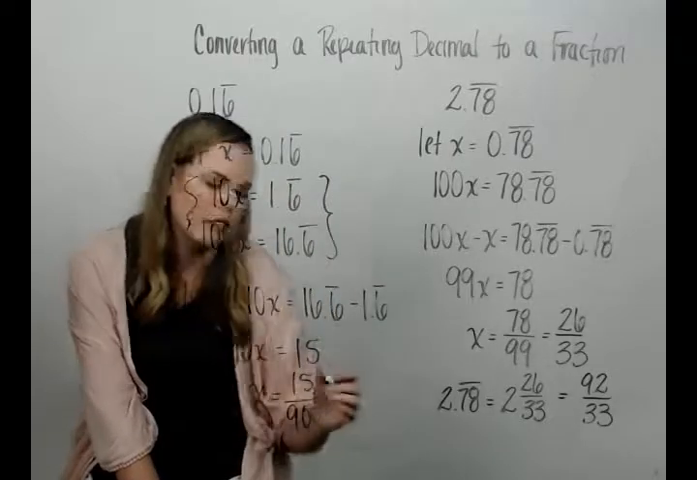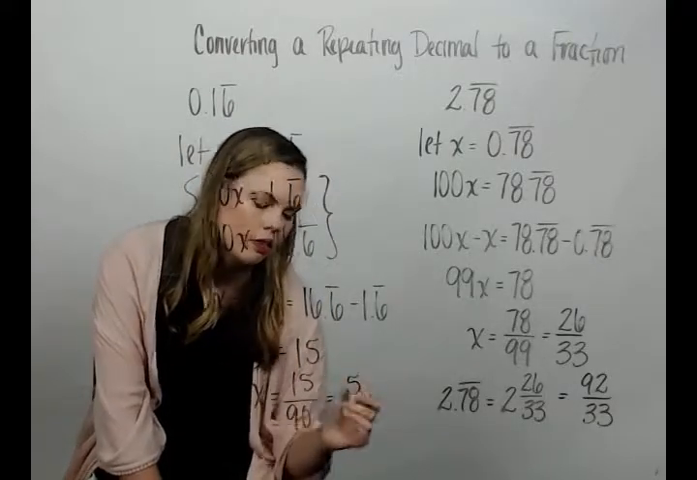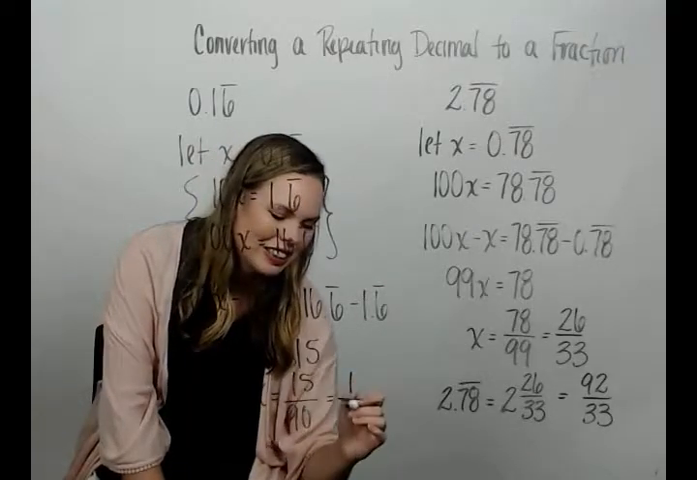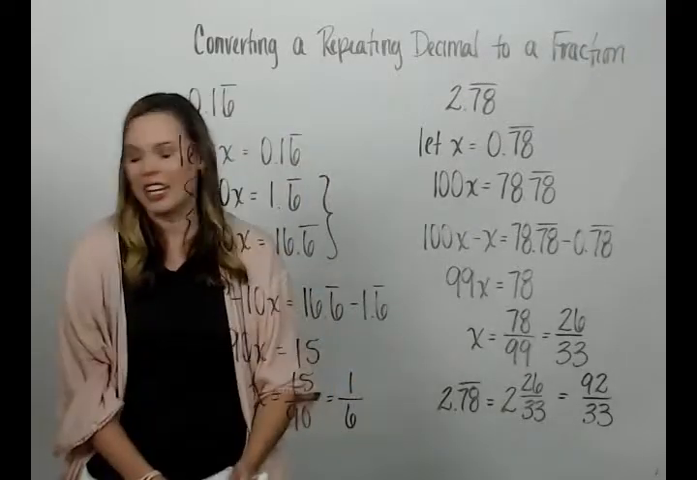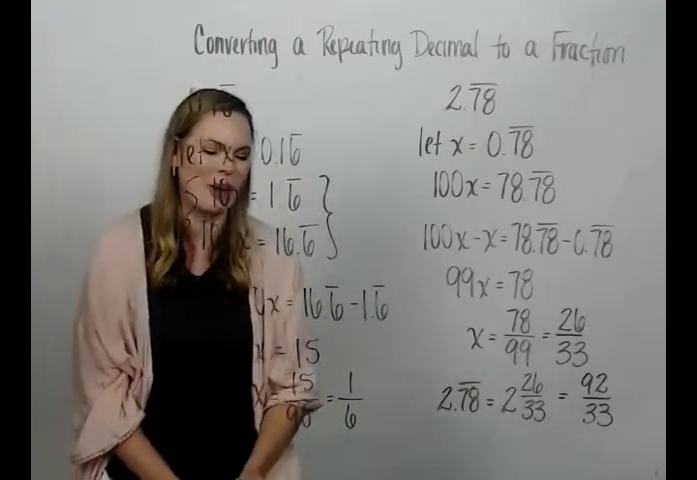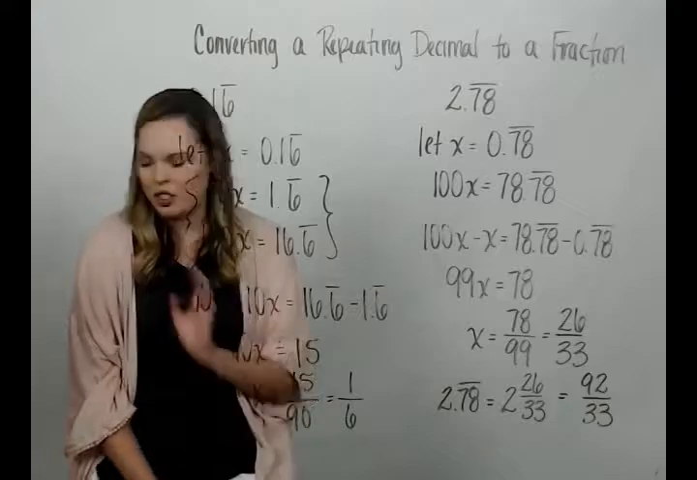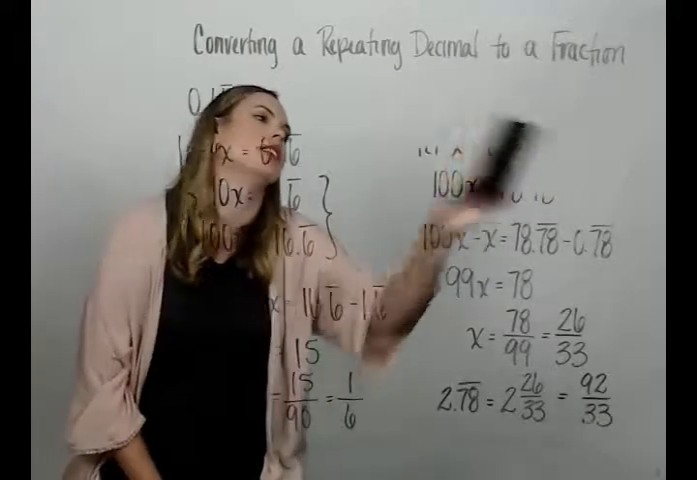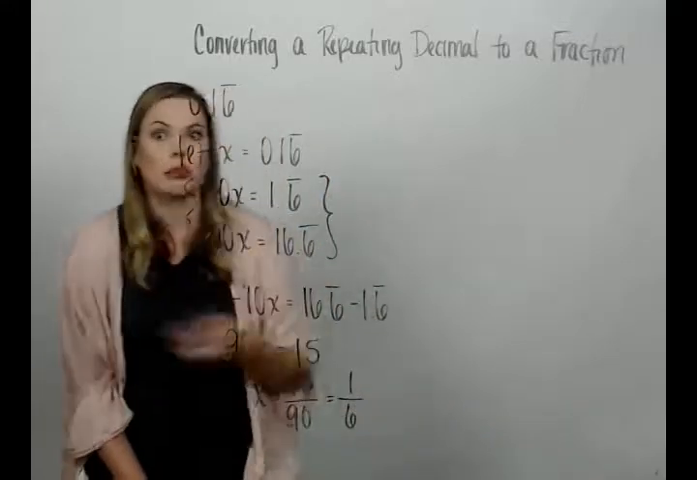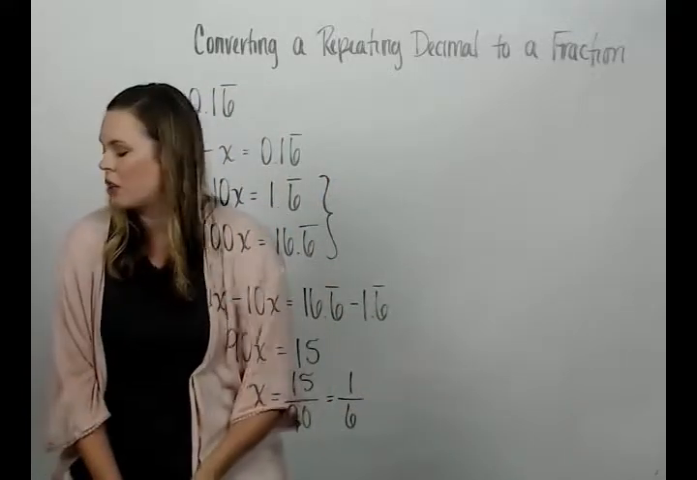Both divisible by 3. Both divisible by 15, excuse me. Okay, and we get 1/6, which you may have recognized from the beginning. Okay, so there you go. Let's do one more, slightly different, and then hopefully you can apply this to ones that are even different from the 3 that I'm showing.